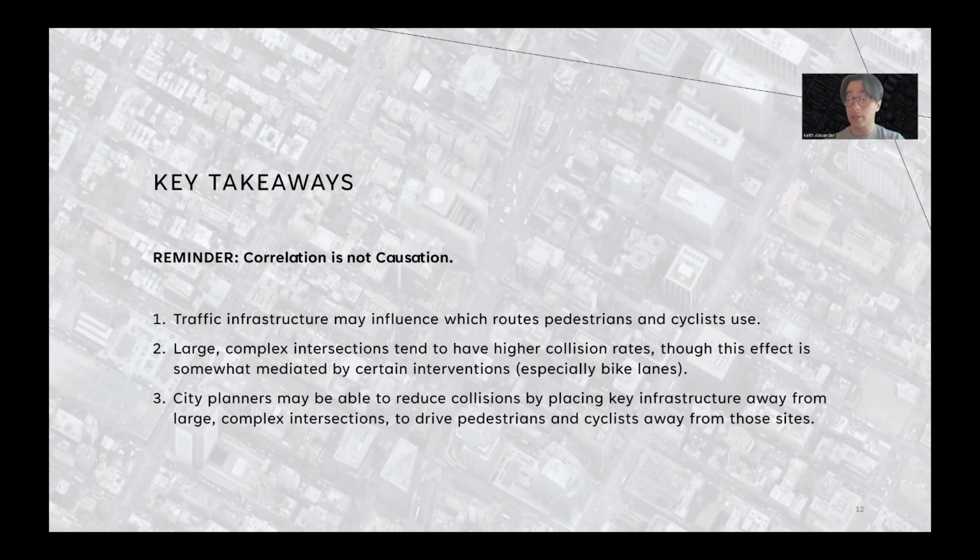Next, we do see a clear effect from size and complexity, right? Intersections with greater size, with more complex navigational aspects, tend to have higher collision rates. This effect is mediated to some degree by certain interventions like bike lanes, but still overall this effect is quite strong. And so from these two things, we may find that city planners may be able to actually improve traffic outcomes by strategically placing key infrastructure. Specifically, they could try and place bike lanes or crosswalks away from the largest, most complex intersections to try and drive pedestrians and cyclists away from those sites. However, as mentioned before, these kinds of conclusions would certainly require additional study.